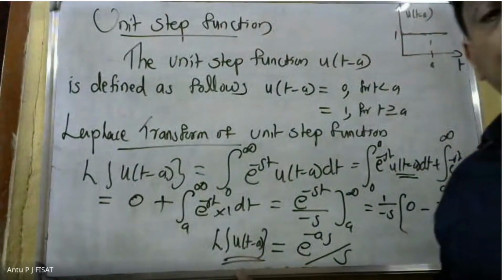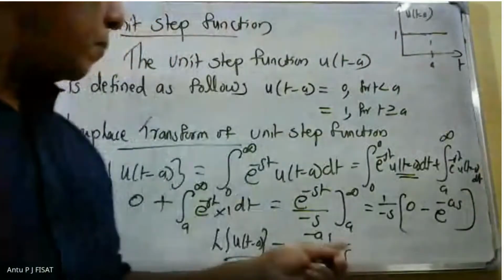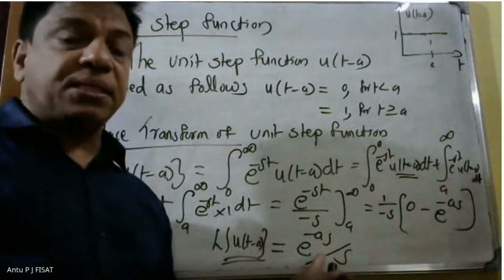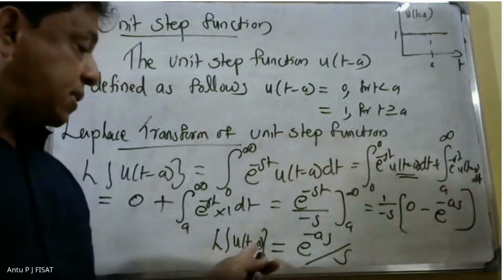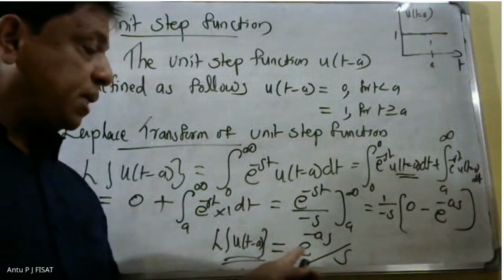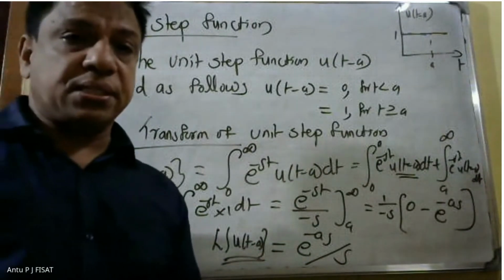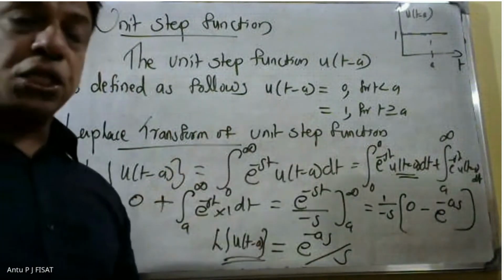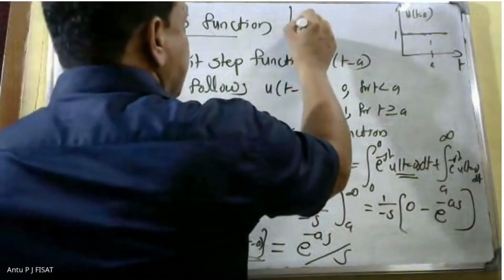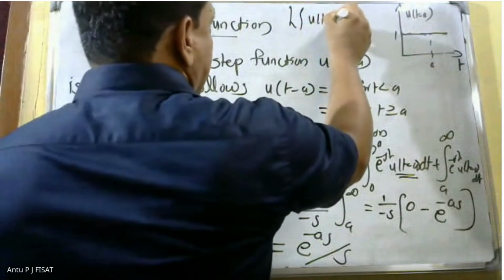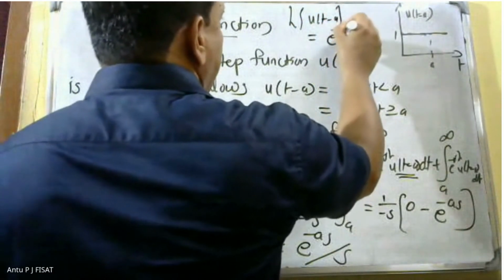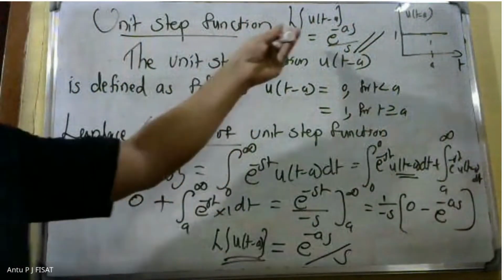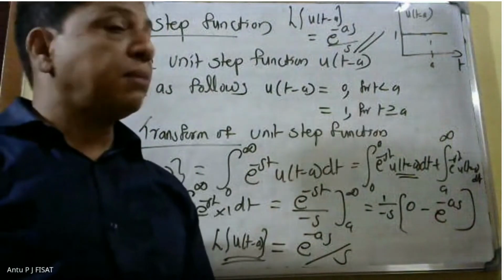The Laplace transform of u(t - a) is equal to e^(-as) by s. This is the answer, this is the proof. L of u(t - a) is equal to e^(-as) by s. Note down this result. The Laplace transform of the unit step function, u(t - a), is equal to e^(-as) by s. We should remember this result.